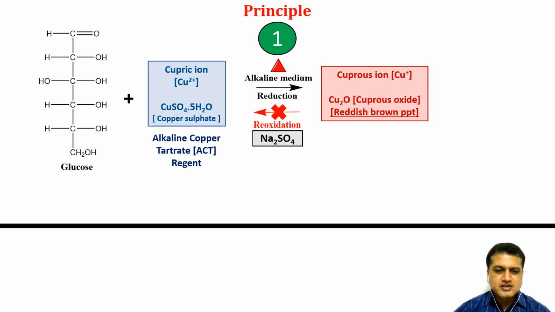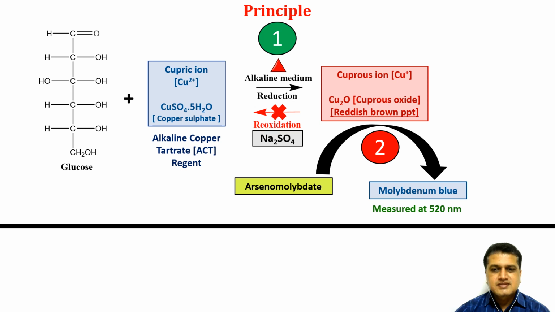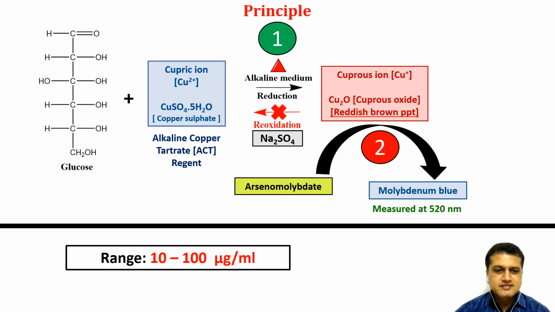Sodium sulfate is incorporated into the reaction mixture to prevent reoxidation of cuprous oxide by atmospheric oxygen. In a subsequent reaction, cuprous oxide reacts with arsenomolybdate to give molybdenum blue. The intensity of blue color is measured by a colorimeter at 520 nanometer using a green filter. The range of this method is 10 to 100 micrograms per ml.